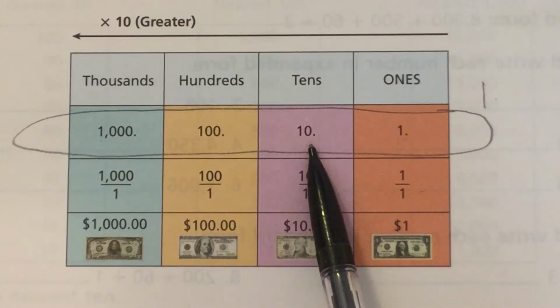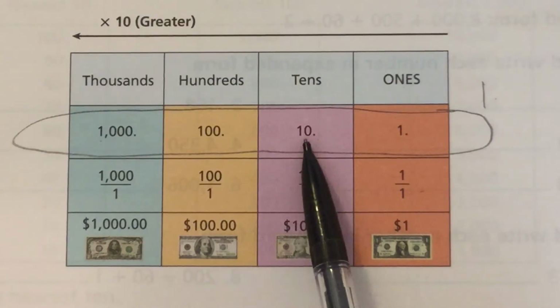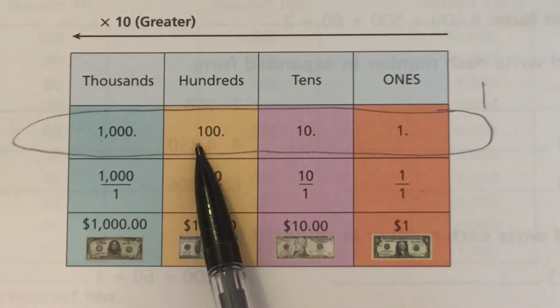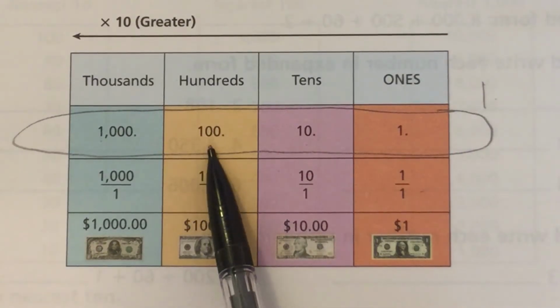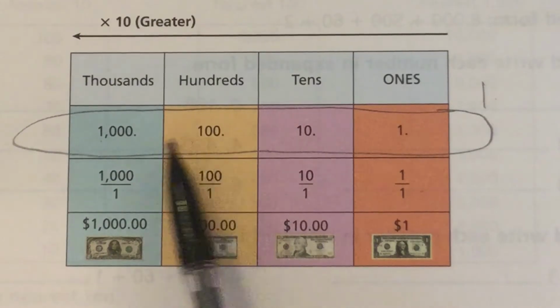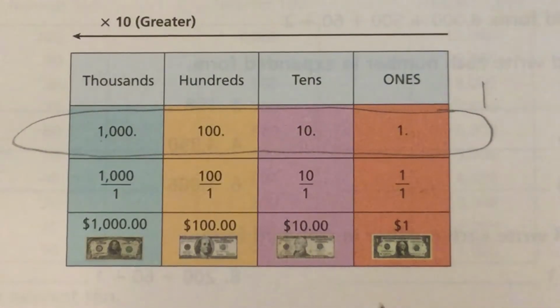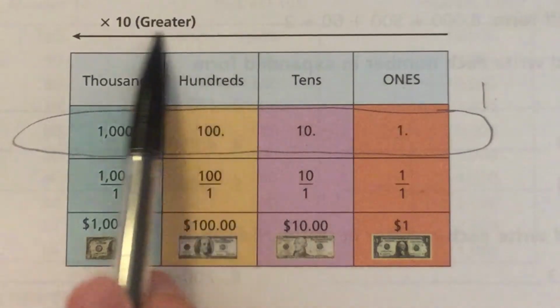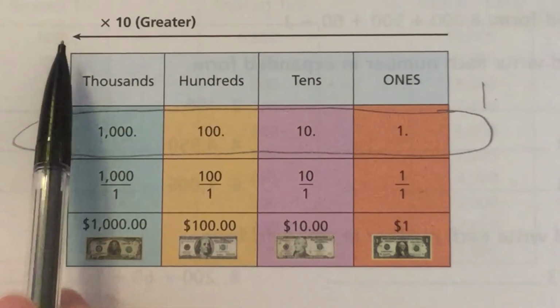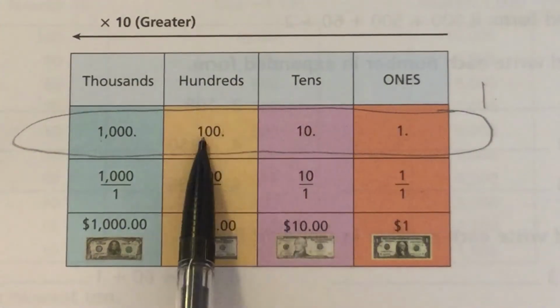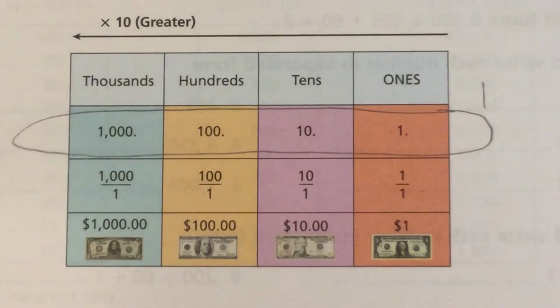Yes, I would. If I said 10 times 10, would I get 100? Yes. 100 times 10 equals 1,000. So as we're moving left on the place value, each place value spot is 10 times greater than the one before. We say that it's 10 times greater.